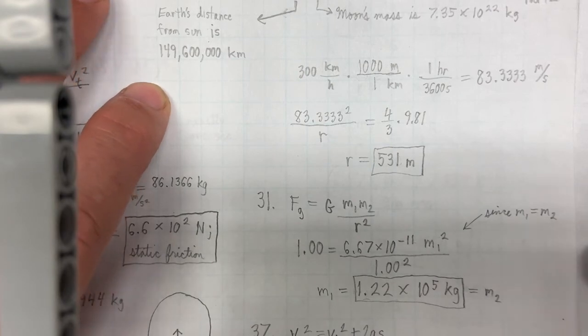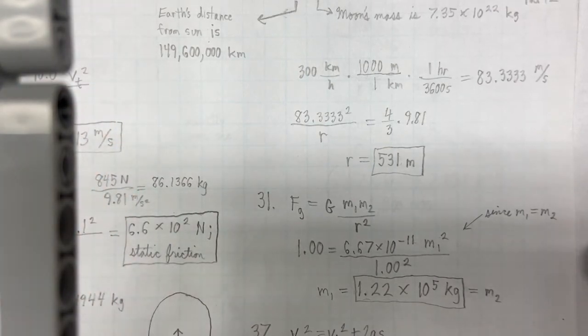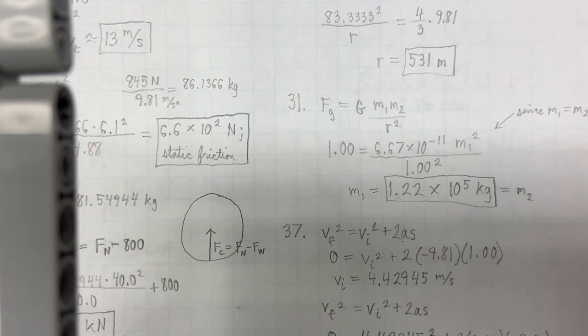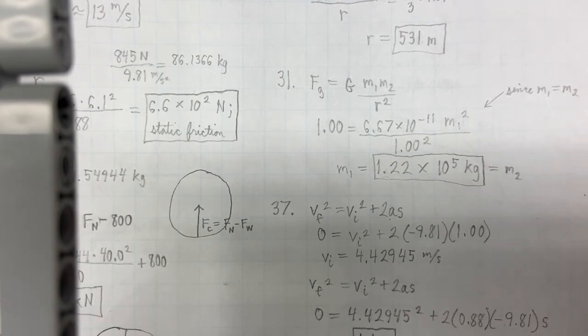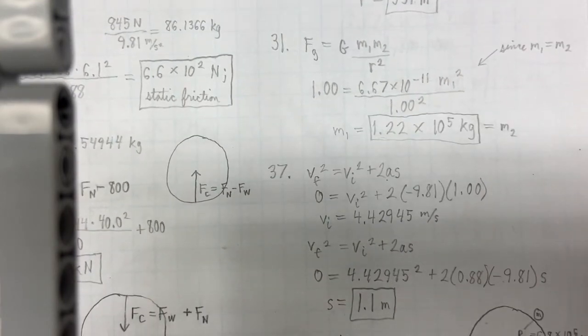Number 31, moving on to some gravity problems now. Suppose that two identical spheres separated center to center by 1.00 meters experience a mutual gravitational force of 1.00 newtons. Compute the mass of each sphere. So gravitational force equals G m1 m2 over r squared. 1.00 equals 6.67 times 10 to the negative 11th times m1 squared. We know this because m1 equals m2, so we could have done m2 squared. It'd be the same. Over 1.00 squared, and we get a mass of 1.22 times 10 to the 5th kilograms.